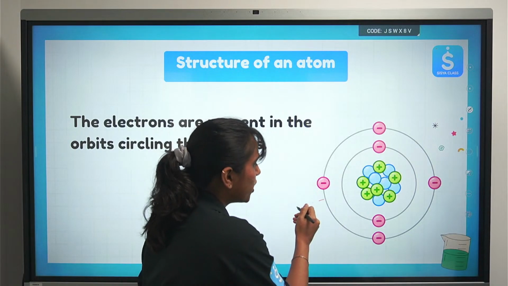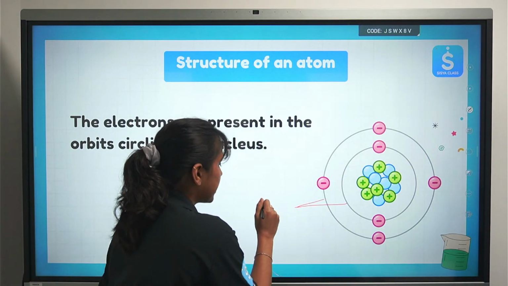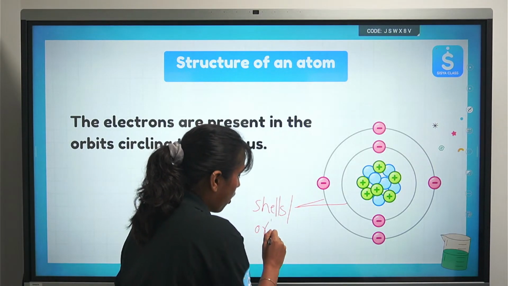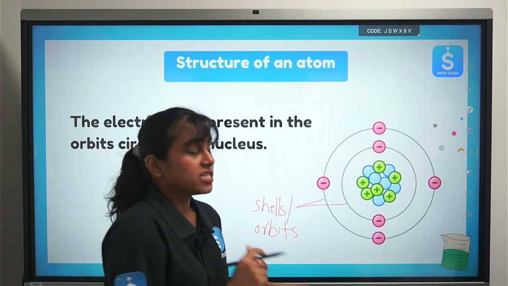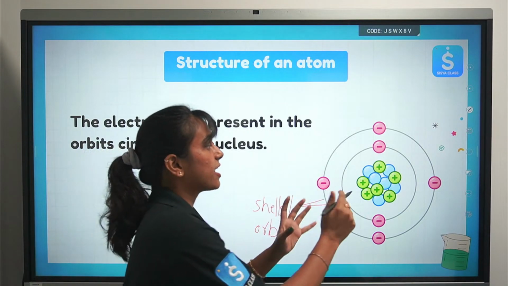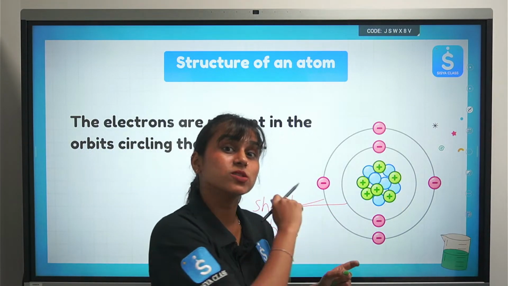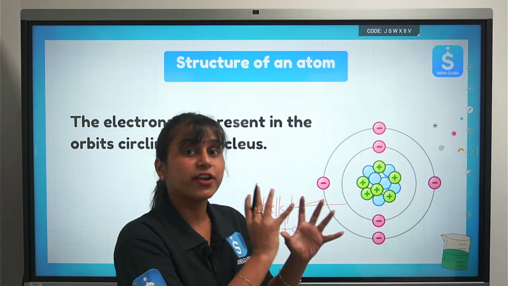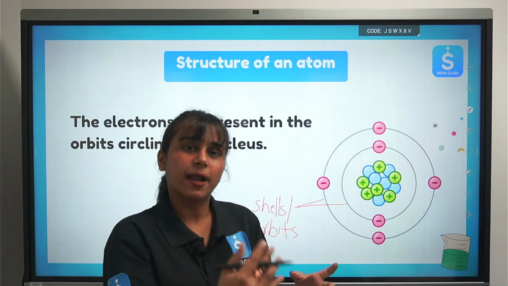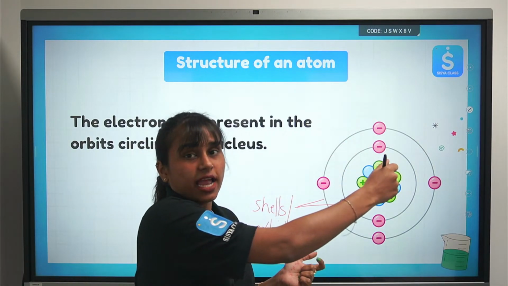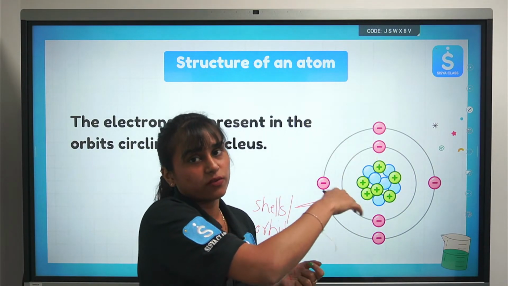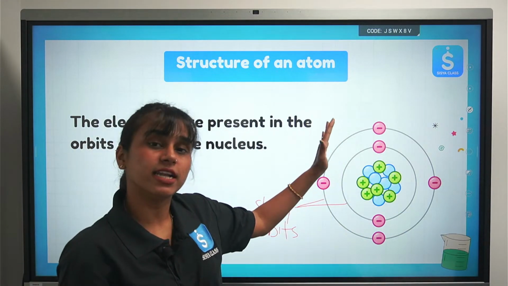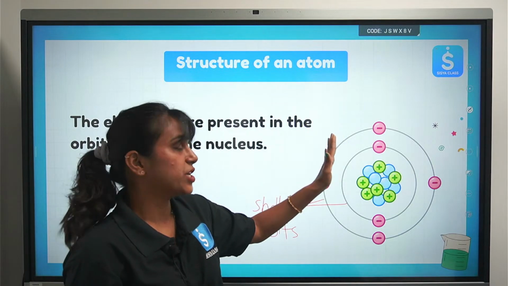So, what are these? They are called shells, or you can call them orbits. There are spherical shells or orbits around the nucleus. This is our central nucleus with protons and neutrons, and around that are different spherical orbits in which the electrons are present. They are always revolving in these orbits, and there are certain levels of these orbits or shells.